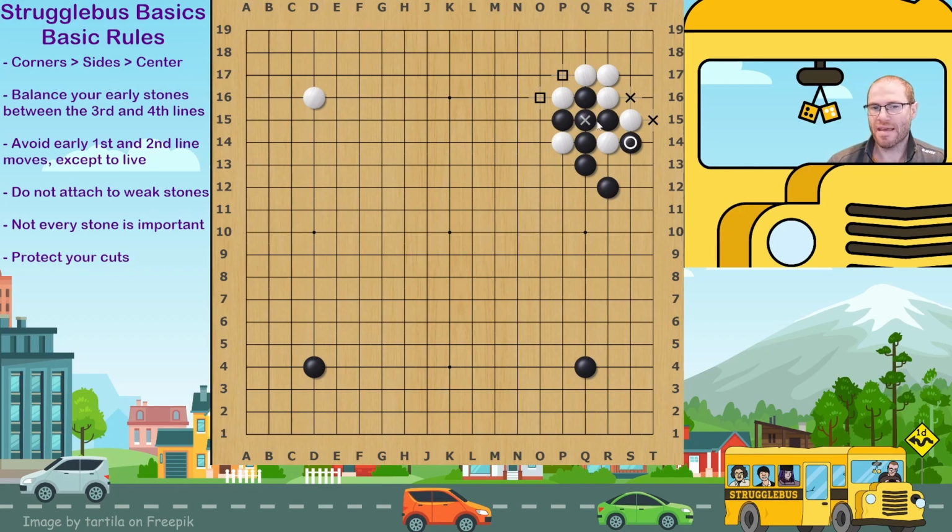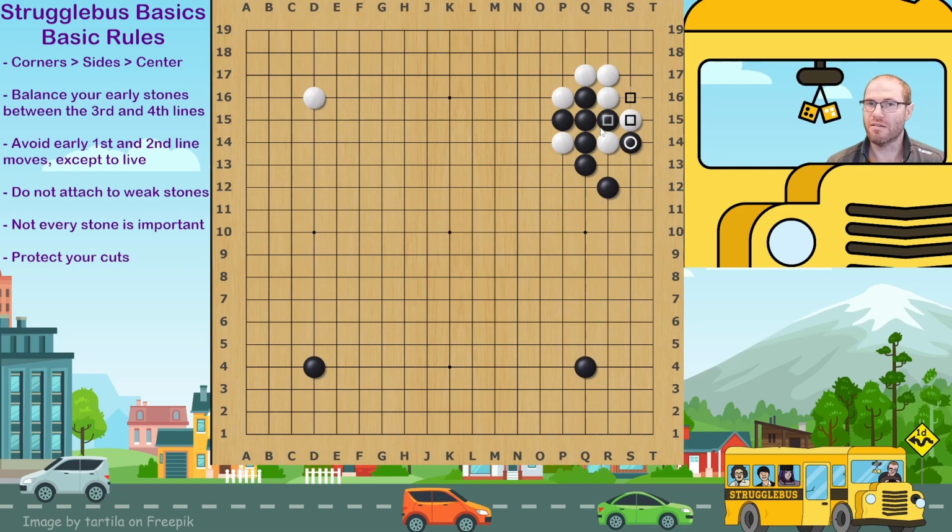So with that in mind, let me turn these off real quick. We have a stone that's in trouble. If we don't do something here, black could play S16 and capture our stone. The question is, is that important? And in this case, the answer is no.